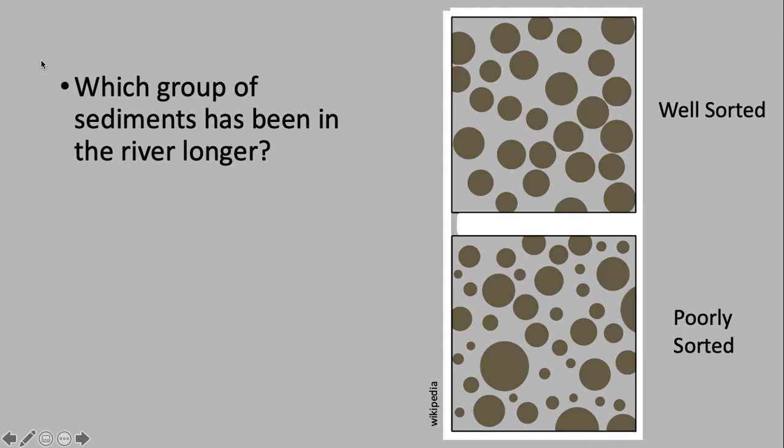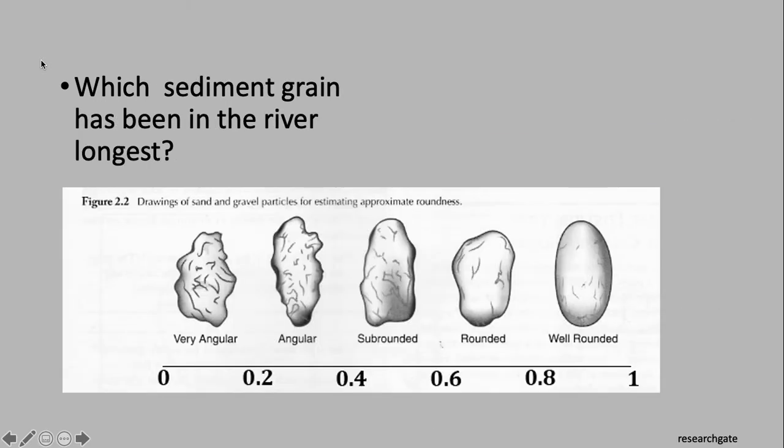So this is another place where the water cycle meets the rock cycle, the sorting of sediments. Which sediment grain has been in the river the longest? The well-rounded sediment.